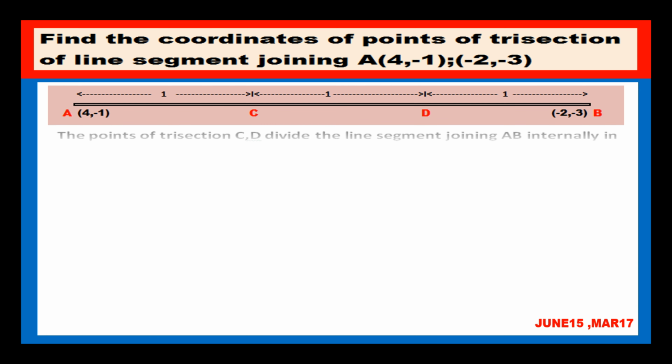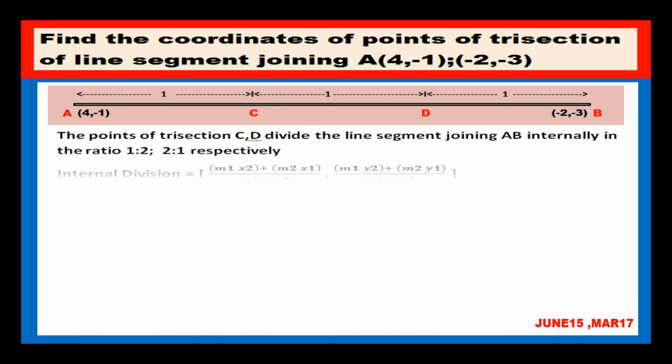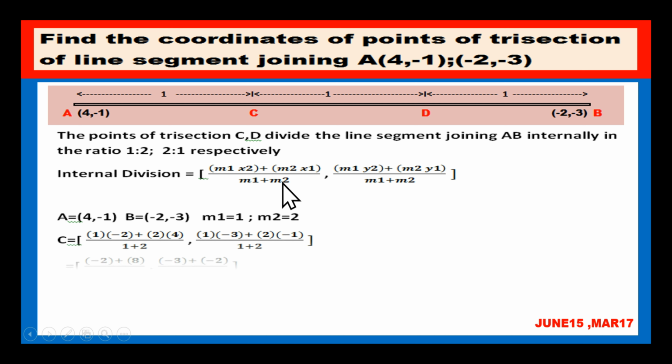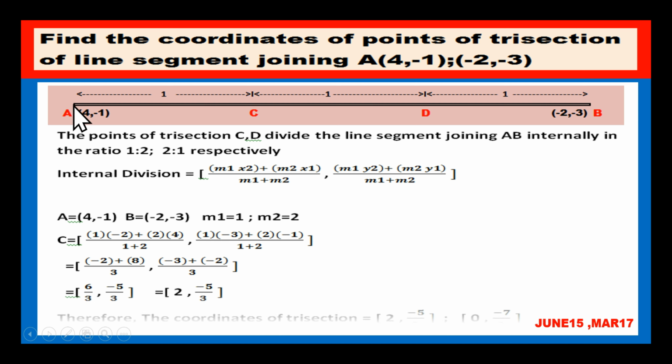Clear? You see, the points of trisection C, D divide the line segment joining AB in the ratio 1:2 and 2:1 respectively. Now the formula to find internal division is (m1x2 plus m2x1) by (m1 plus m2), (m1y2 plus m2y1) by (m1 plus m2). Here we know the values: coordinates of A are 4, minus 1 and the coordinates of B are minus 2, minus 3 as x2, y2.